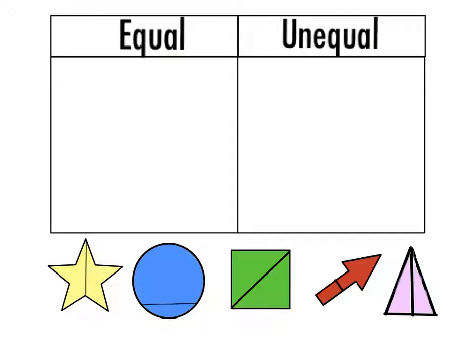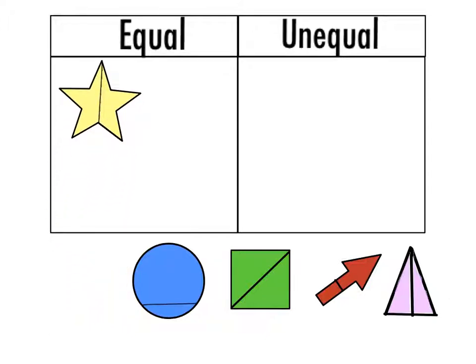We are going to test our knowledge of equal and unequal parts. Let's start with the star. The star is split equally. How do we know this? Well, the star's line goes from the top to the bottom right down the middle. Both sides are equal. Next, the circle.